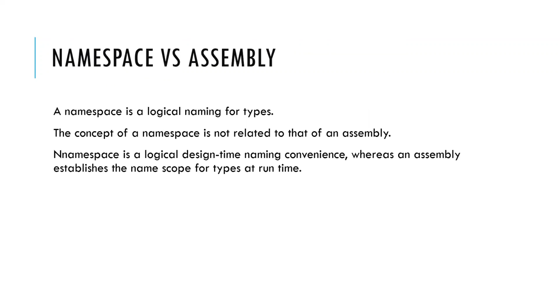What is the difference between a namespace and an assembly? A namespace is the logical naming for the types. The concept of a namespace is not related to that of an assembly. The namespace is a logical design-time naming convenience, whereas an assembly establishes the name scope for the types at runtime.